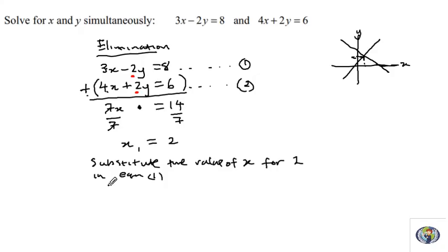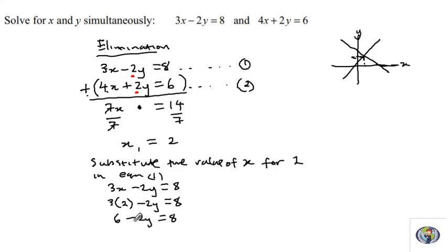So we already have 3x. I'll just write it, but it is not necessary to write the whole equation. You can just substitute in place of x there 2, and then I will have 8. Then now your job is to multiply. You get 6 minus 2y, and this should give you something like this.